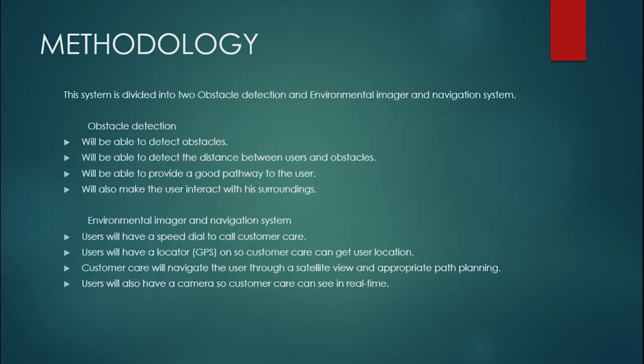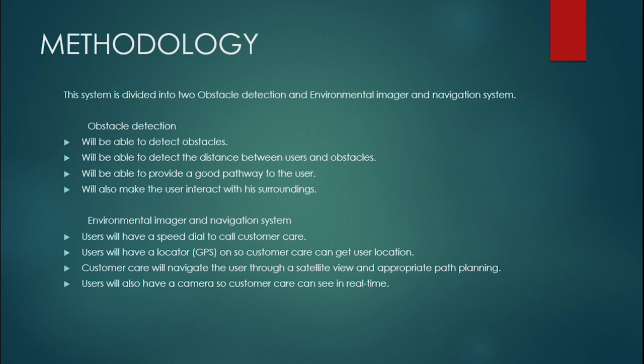Here we can see the system is divided mainly into two parts, the obstacle detection and the environmental imager and navigation system. The obstacle detection will be able to detect obstacle, detect the distance between users and obstacle, will be able to provide a good pathway to the user, will be able to help the user interact with the surroundings.